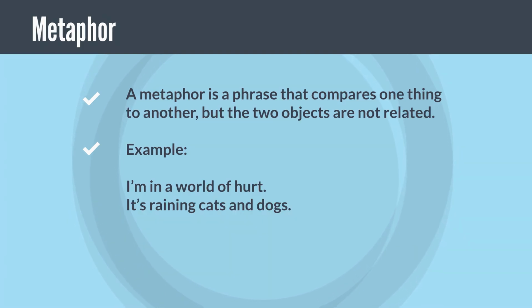Metaphor. A metaphor is a phrase that compares one thing to another, but the two objects are not related. Example: I'm in a world of hurt. It's raining cats and dogs.